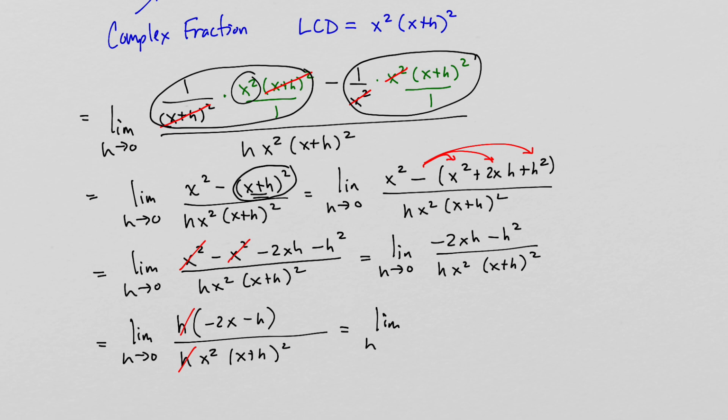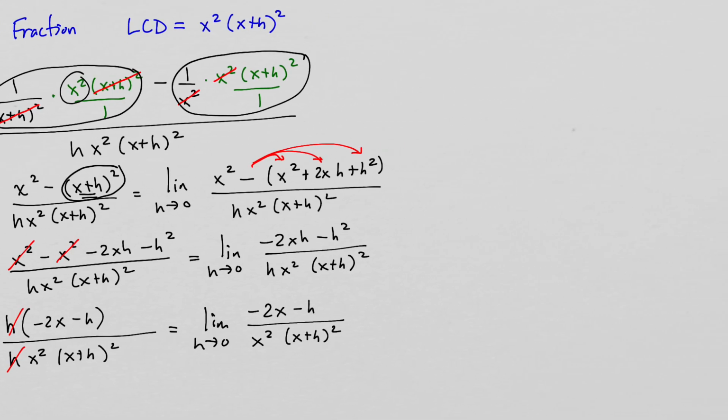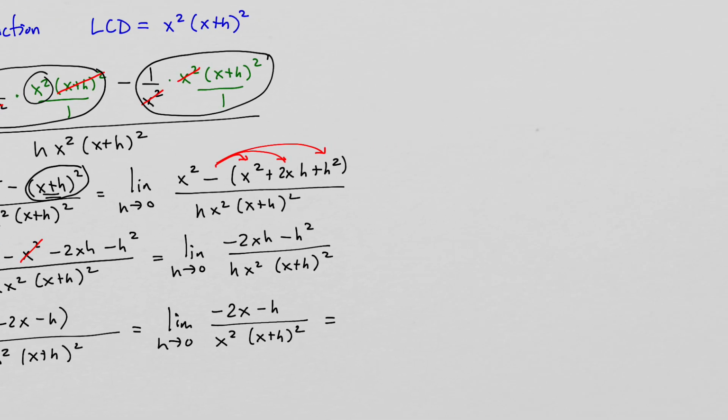And we end up with the limit as h goes to 0 of negative 2x minus h divided by x squared times x plus h squared. And now essentially to complete this limit, all you have to do is let h equal 0. Okay? So if you plug h equals 0 in here and in here, you will get negative 2x minus 0 divided by x squared times x plus 0 squared.